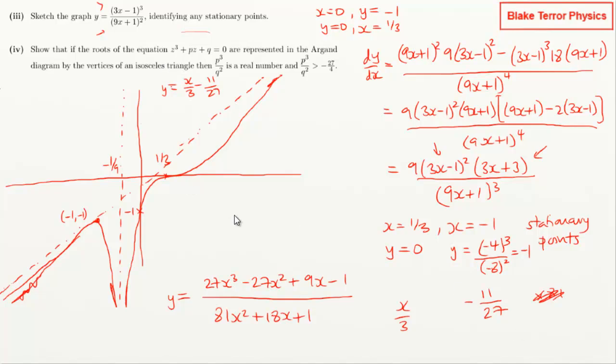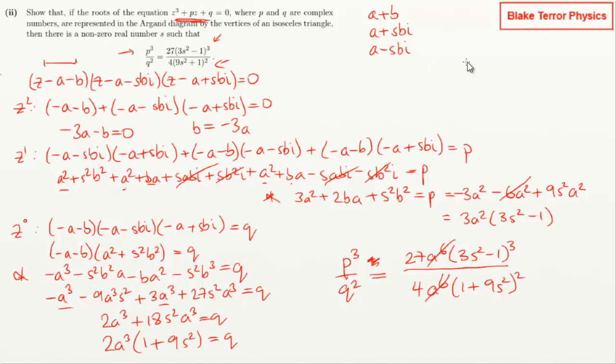All right, so on to the last part then. Show that if the roots of the equation are represented in the Argand diagram by vertices of an isosceles triangle, so what we did in part 2, then p cubed over q squared is a real number and it's greater than minus 27 over 4. So this is clearly linking in with what we did in the last bit, so we've worked out this thing here. So this is like p cubed over q squared, which we were calling y.